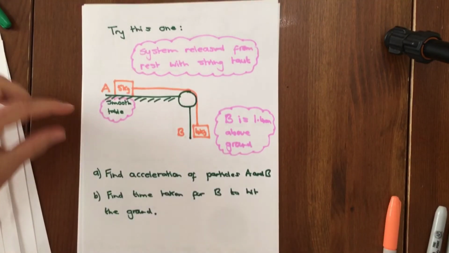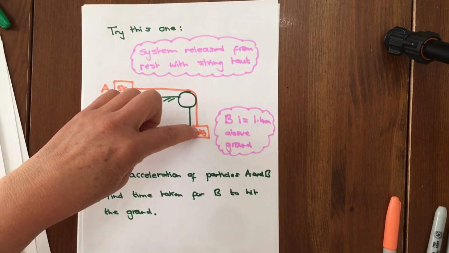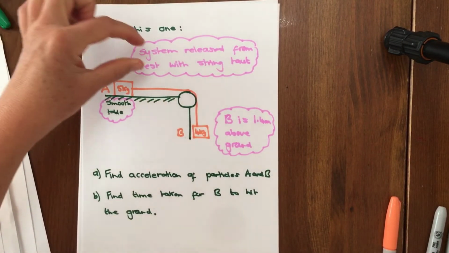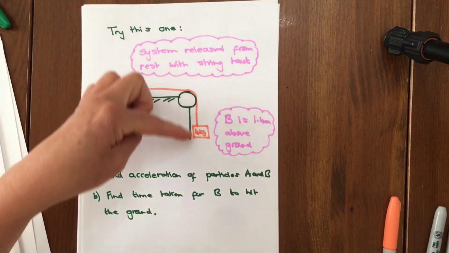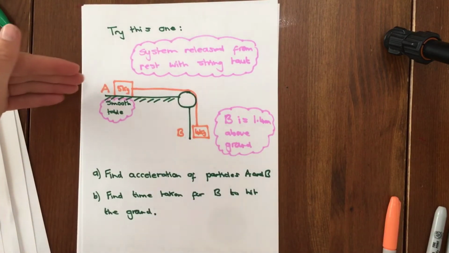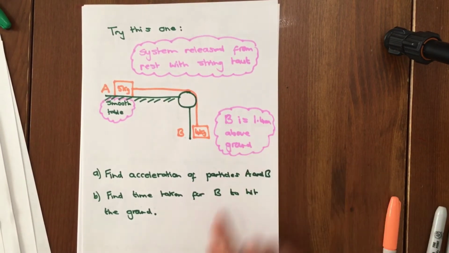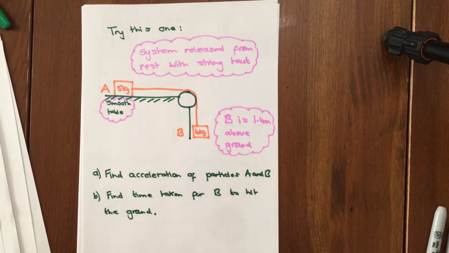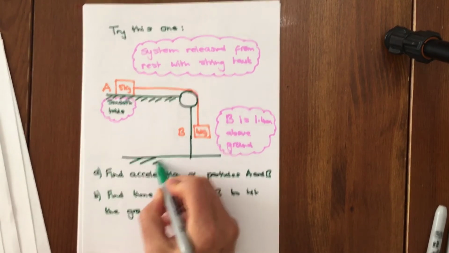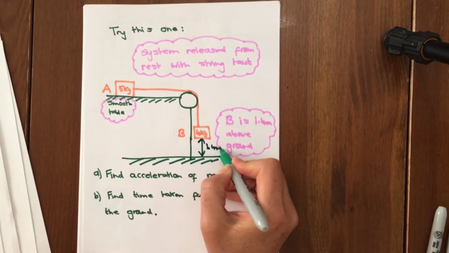So you've got this system here. You've got 5 kilograms and 4 kilograms. It's on a smooth table, so there's no frictional force here. It's released from rest with the string taut, a light inextensible string, so the acceleration and tension are the same throughout. And you're told that B is 1.4 meters above the ground. If I was to show that on here, here would be my ground, and this distance here is 1.4 meters.